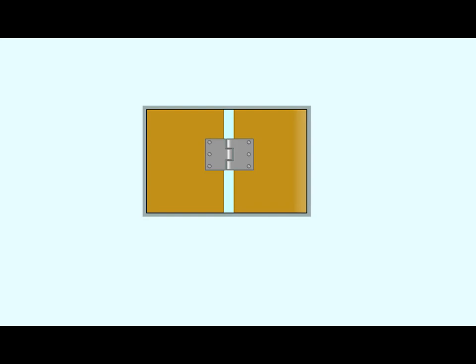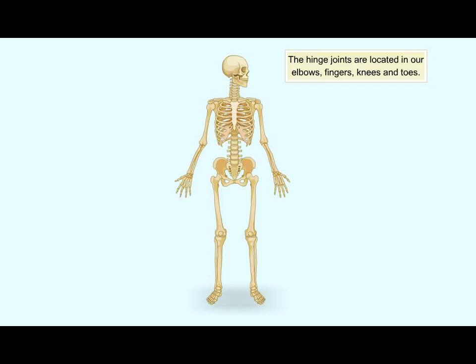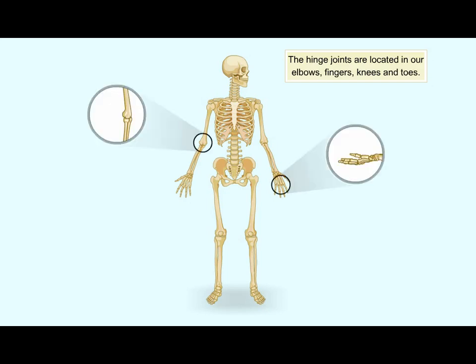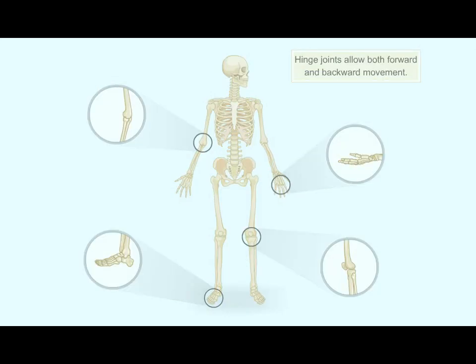Have you observed the hinges of doors? These hinges allow the door to move outwards and inwards. The type of joint that works like a door hinge is called a hinge joint. The hinge joints are located in our elbows, fingers, knees, and toes. Hinge joints allow both forward and backward movement.